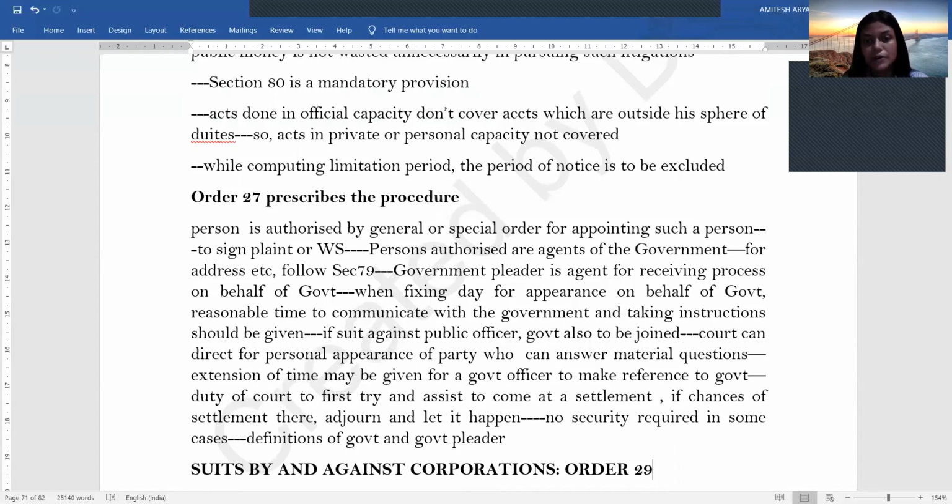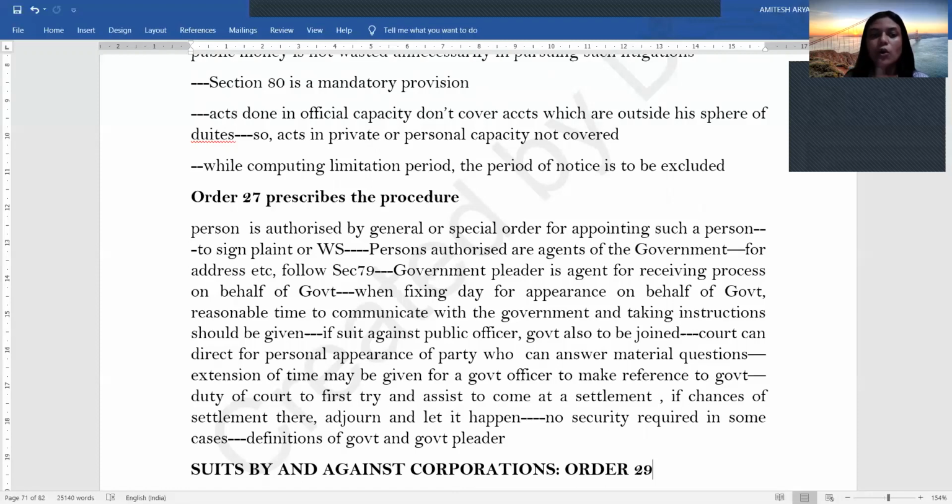Now, the government pleader is a person who will be the agent, receiving the processes on behalf of the government. Whenever a time is fixed for personal appearance on the part of the government, the court will take into consideration that there should be reasonable time for communication within the government and for taking instructions. If a suit is instituted against a public officer, then the government is also joined in it.